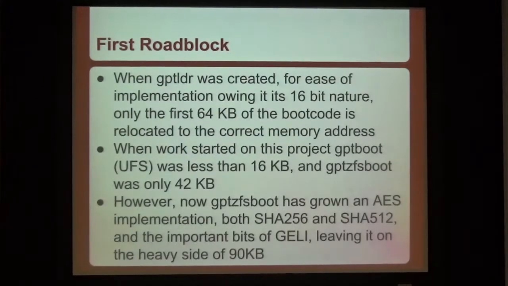So it turns out, when John Baldwin wrote GBDE LDR back in, I think, 2000 something for Yahoo, because it's written in 16-bit real mode, it copies only the first 64 kilobytes of the boot code into the correct memory location and jumps to it. Because you can't copy more than 64 kilobytes at a time in 16-bit. And so, all of a sudden, when I added encryption, my boot code had grown to about 90 kilobytes. And so, when you only have the first 2/3 of your boot code, you get a triple fault.